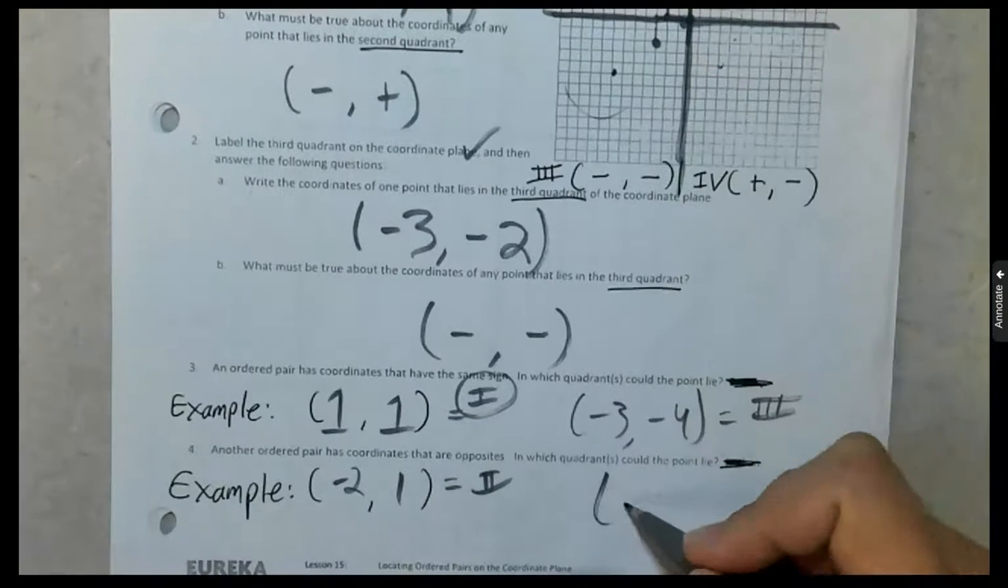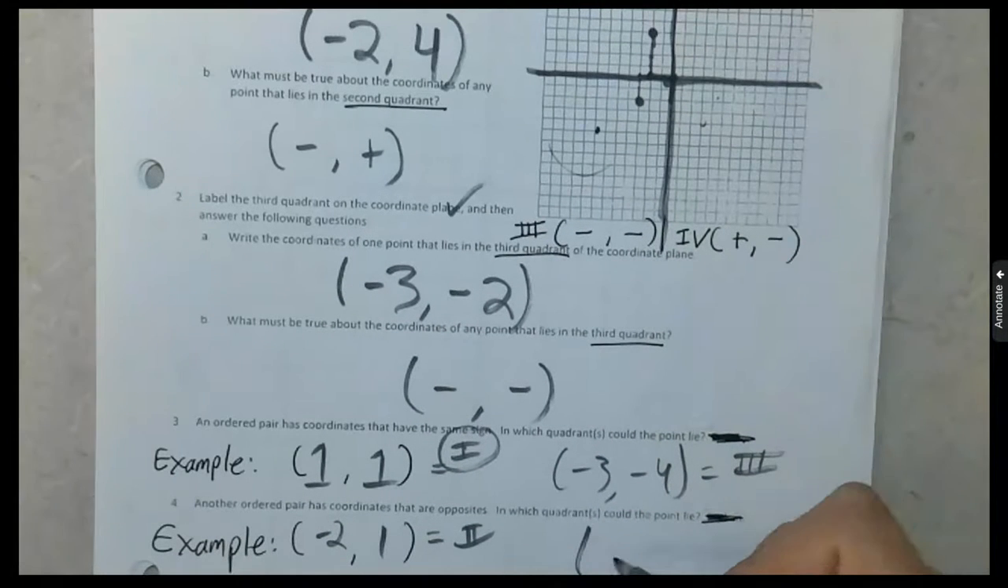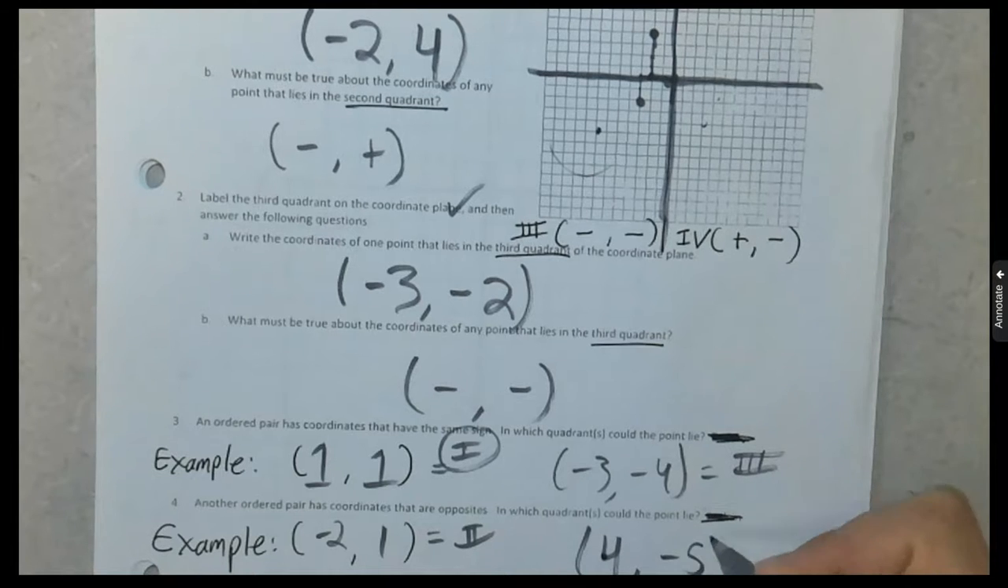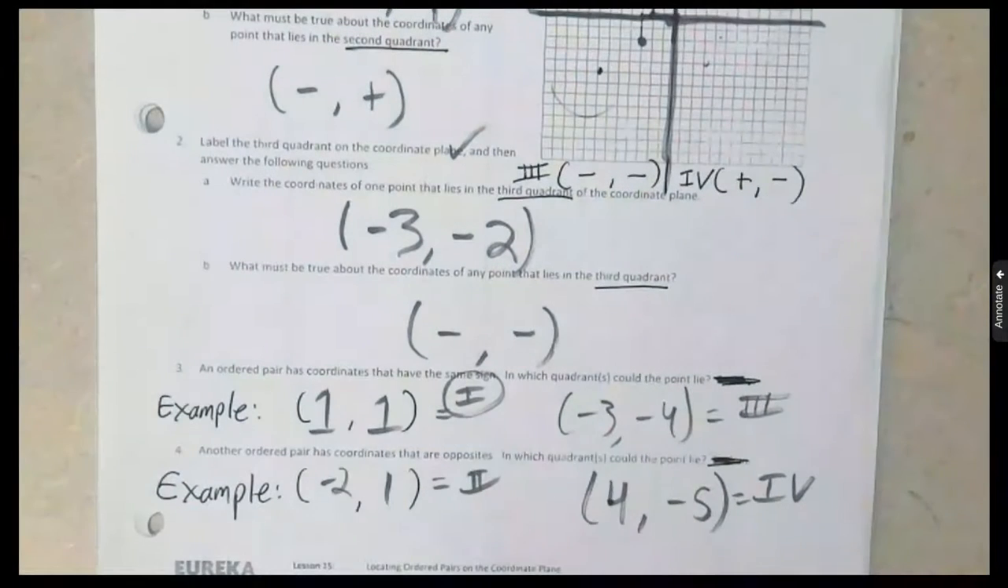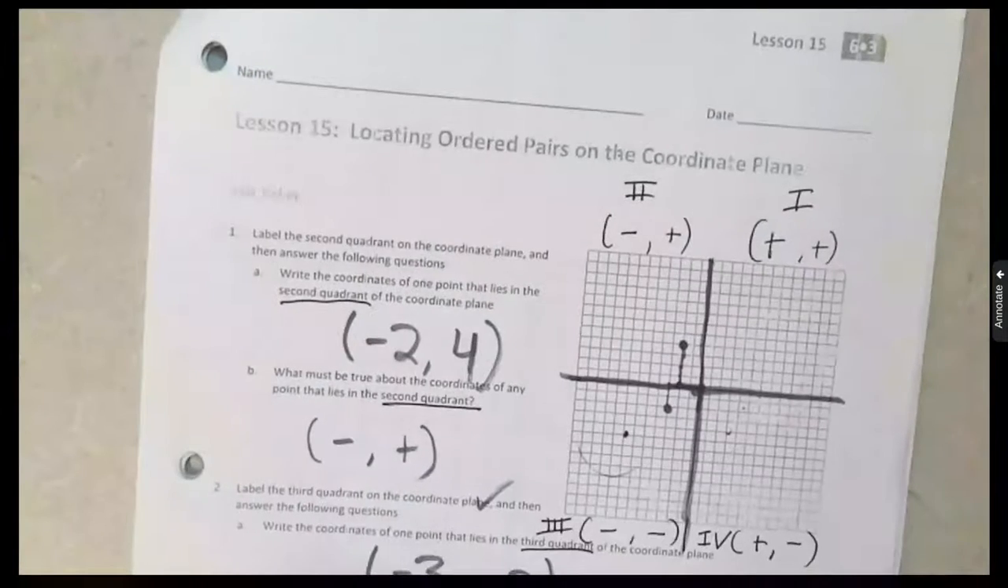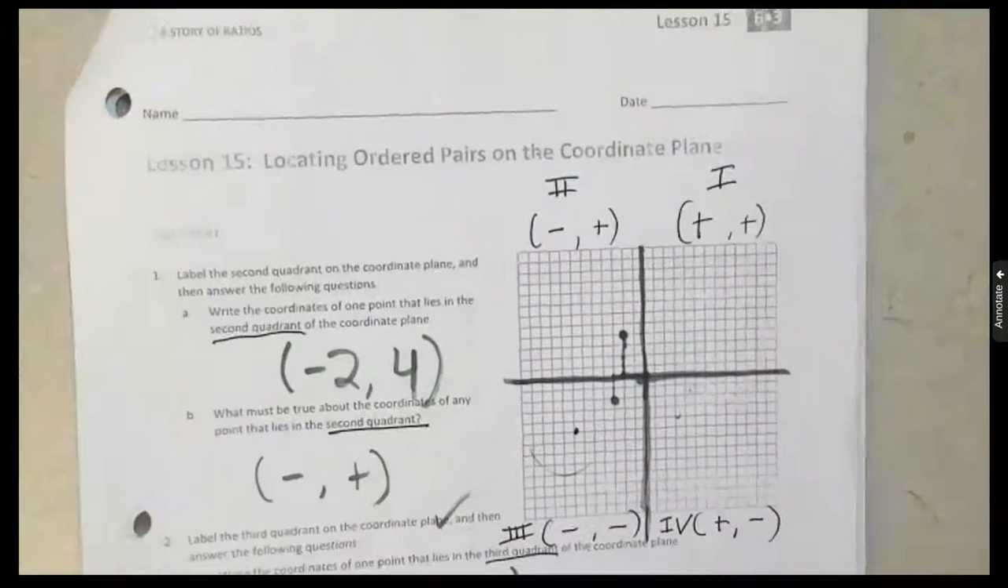Let's choose one from quadrant 4. We need a positive and then a negative: (4, -5). And that's going to be IV, which is 4. All right. So this was lesson 15, really, really fast. Definitely slow this down or rewatch it to get all of that information.